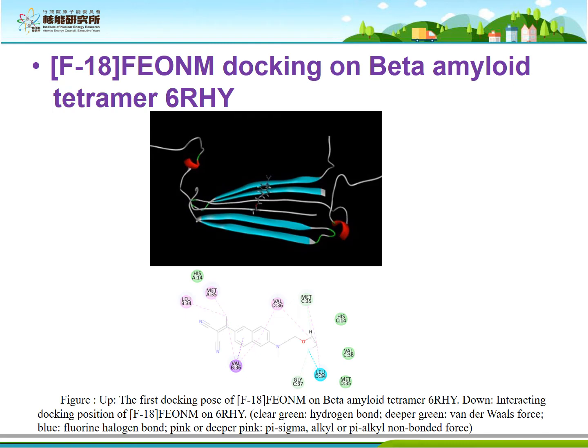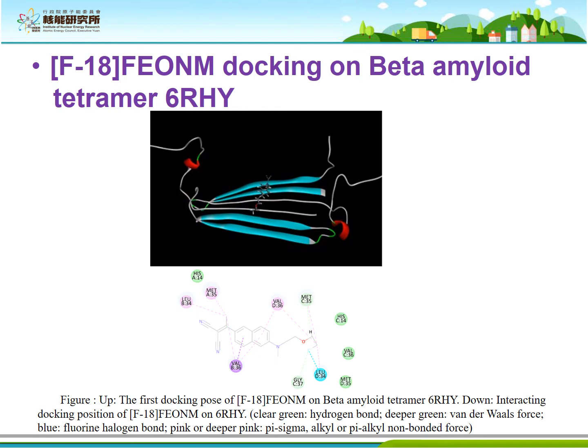Since we found the designed fluorine-18 Feon tau protein imaging agent not only uptakes on tau protein transgenic mice, but also on beta amyloid transgenic mice, we made a study on the fluorine-18 Feon docking on beta amyloid tetramer. This tetramer is named 6RHY.